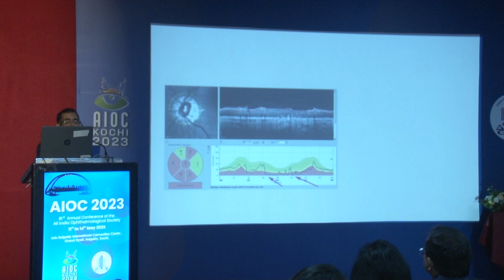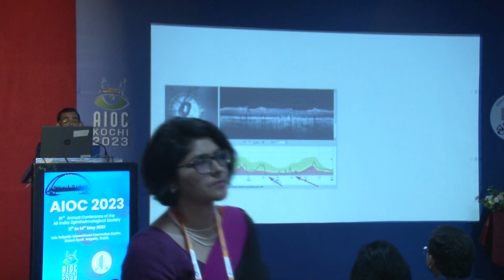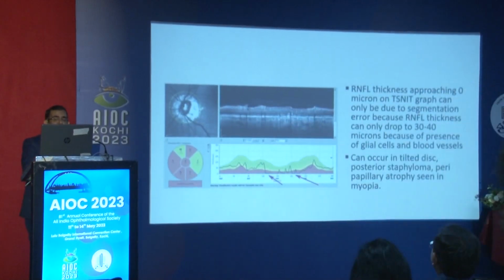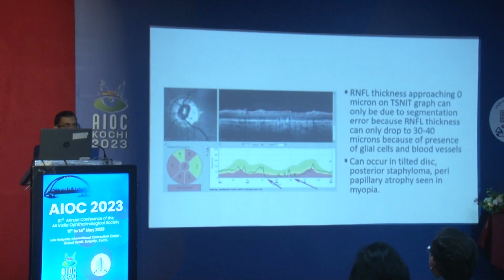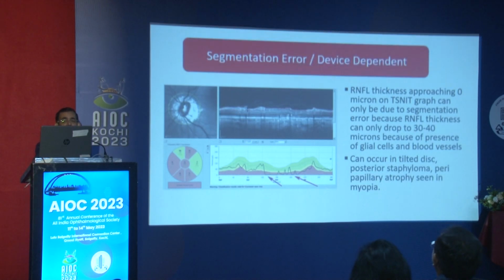Another picture shows a lot of red areas in the sectoral analysis and even in the TSNIT graph, even dipping to 0, which is not possible because there are glial cells and blood vessels. So the RNFL values cannot go to 0. But this can occur in tilted disc, posterior staphyloma, and peripapillary atrophy. So this is a segmentation error by the device.